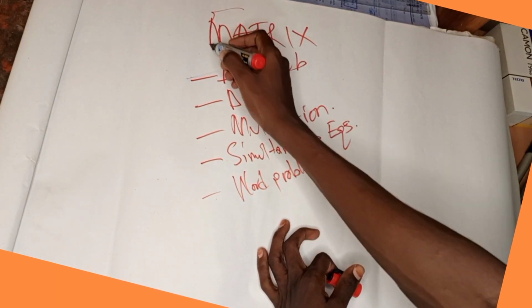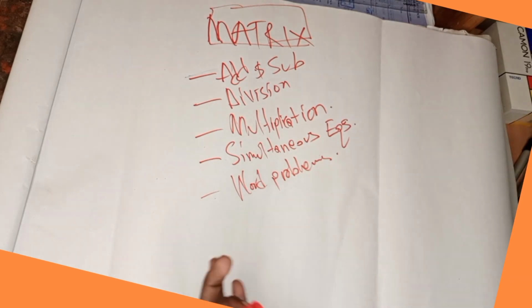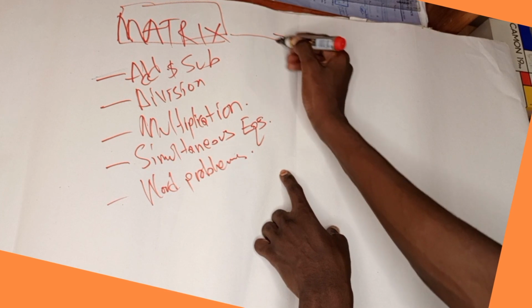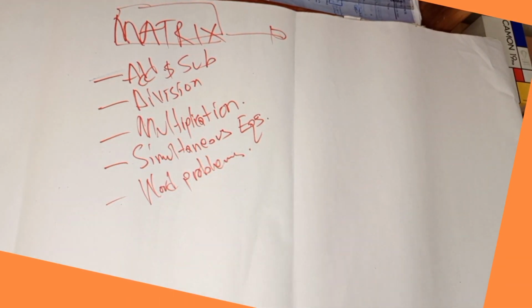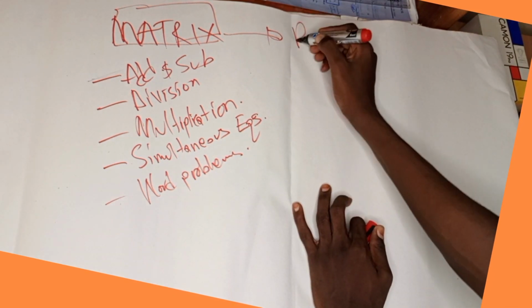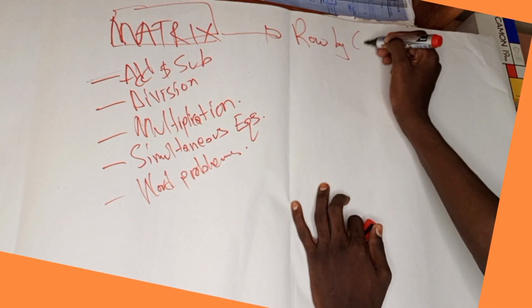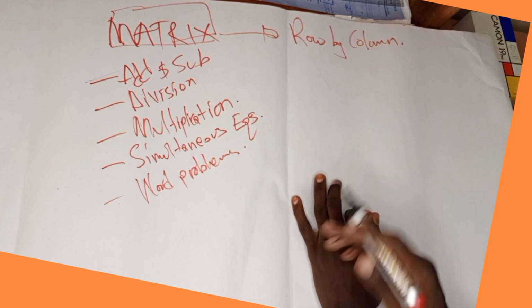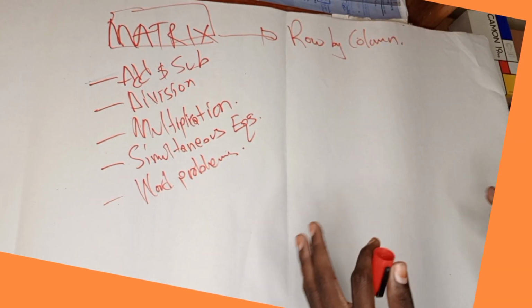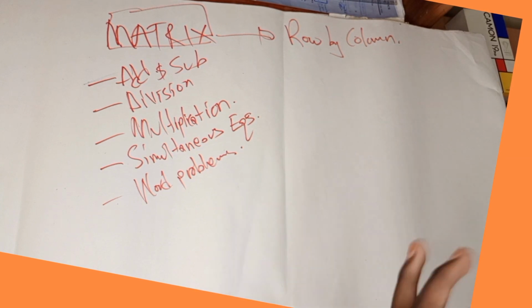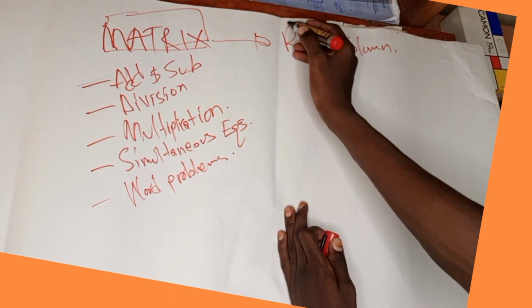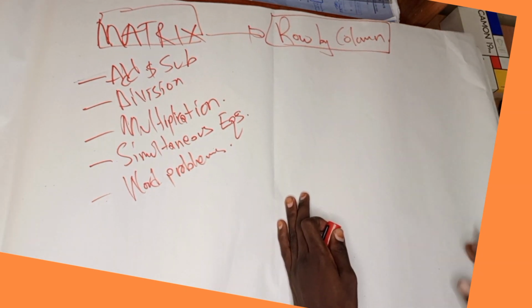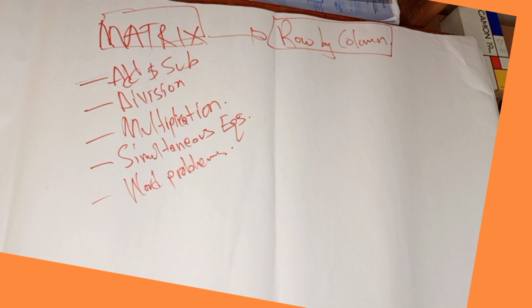So the first thing is to understand what matrix itself is. If you are asked what is matrix, the answer is that matrix is a collection of data that is represented in the form of row by column. You can write it in your book: matrix is a collection of data represented in the form of row by column. The most important words in the definition of matrix are row by column.